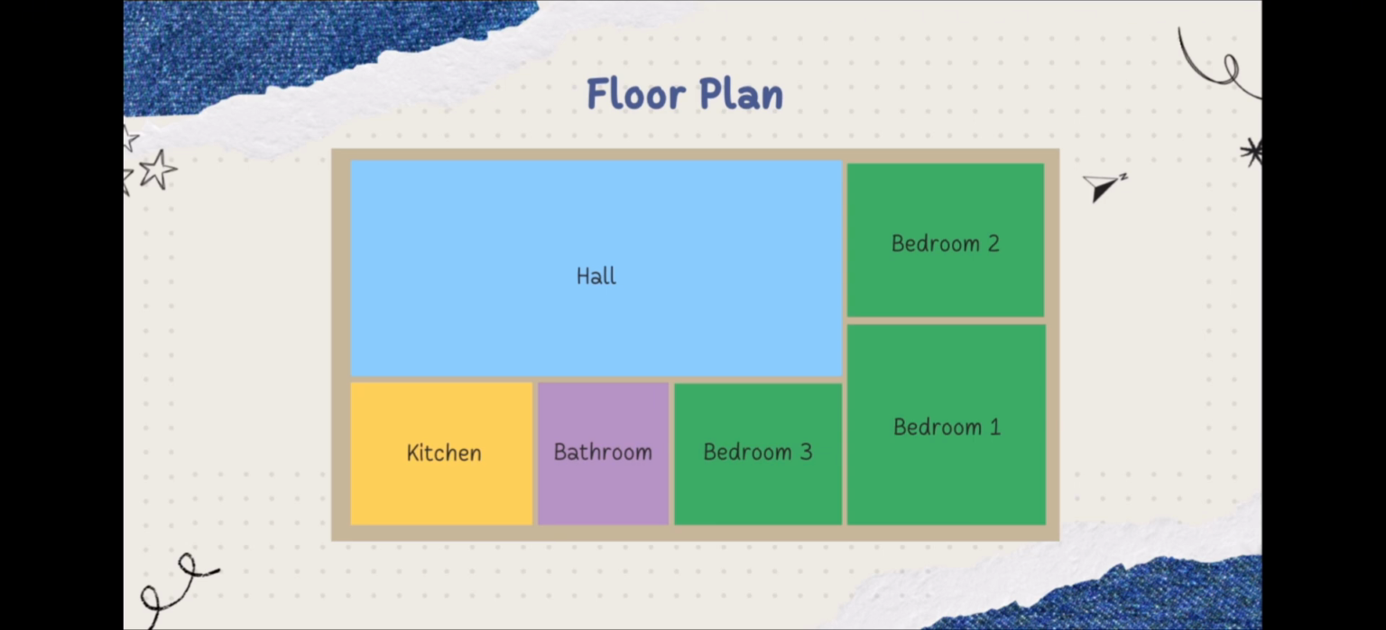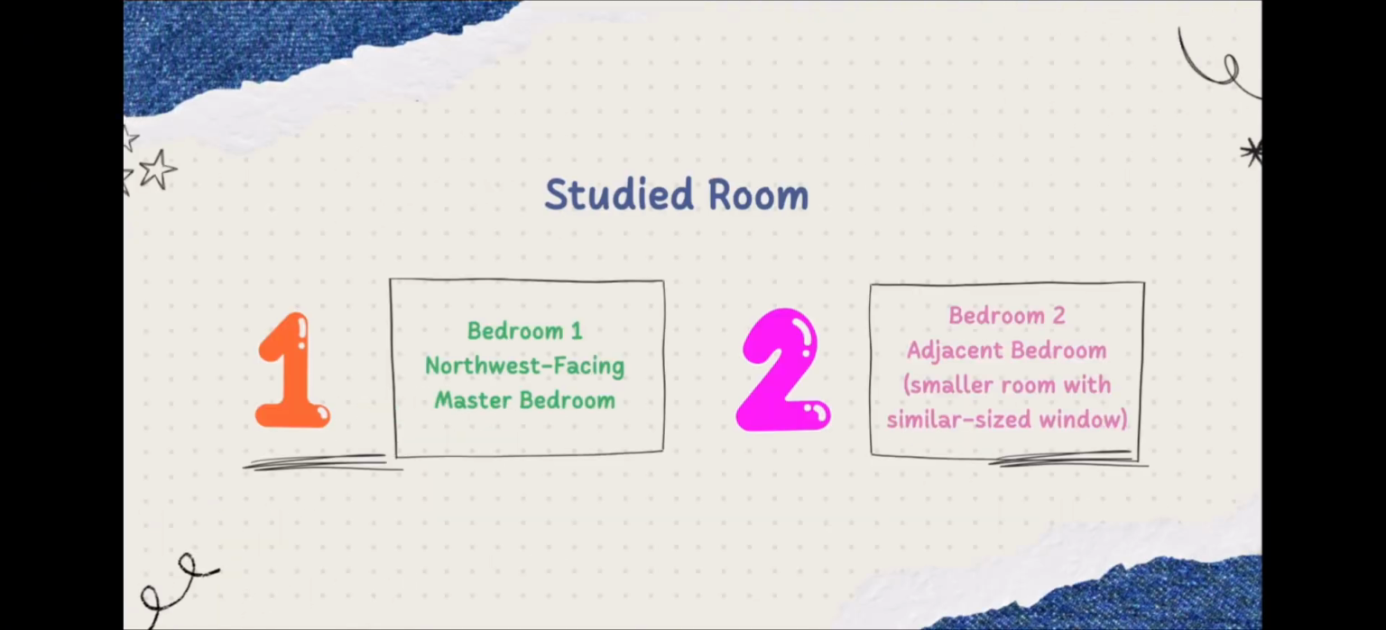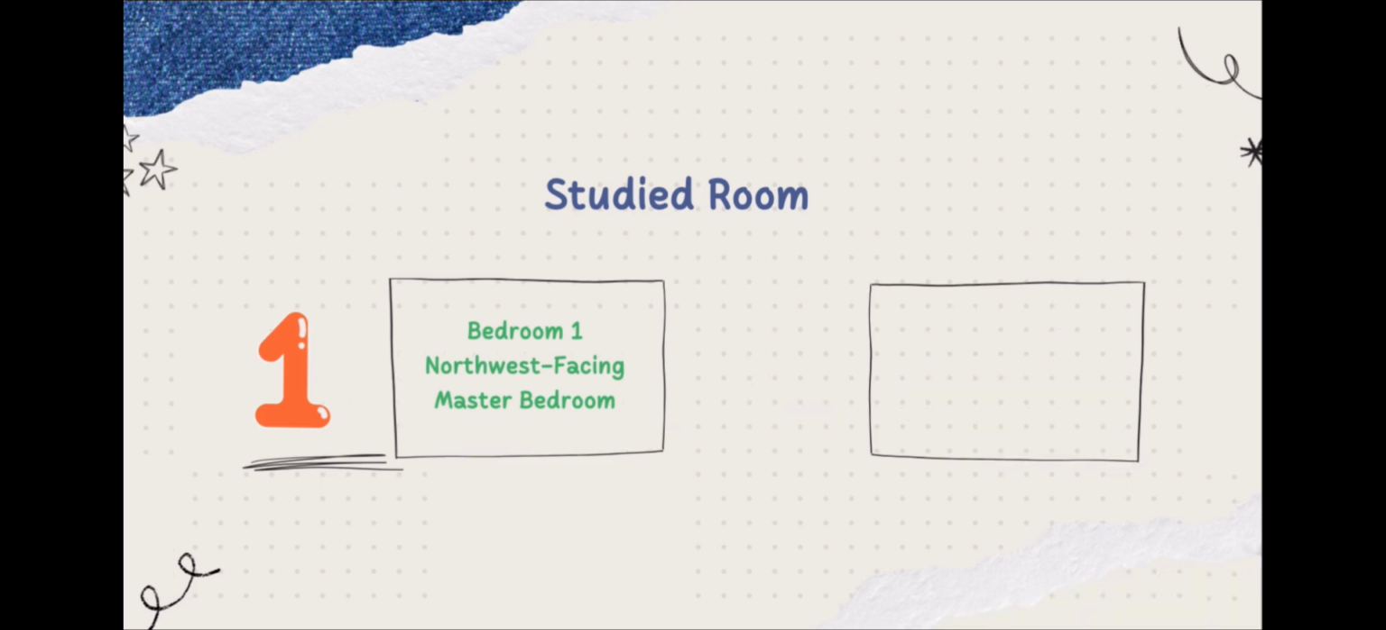Here's a simple floor plan to help visualize the layout. The two rooms I focus on are bedroom 1, which is the master bedroom and directly faces northwest, and bedroom 2, a smaller adjacent room with a similar window size. These two rooms provided a useful comparison due to their different sizes and slightly different sun exposure.